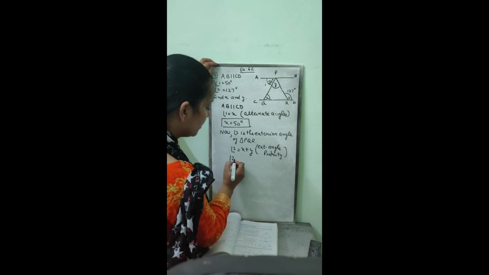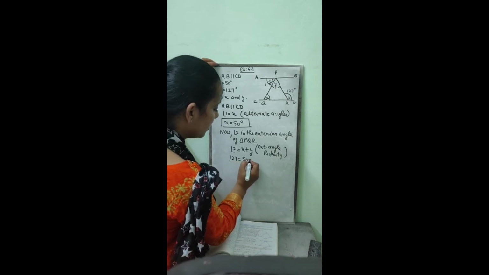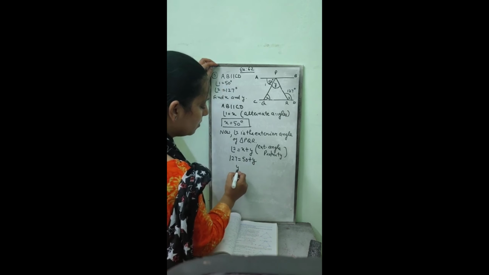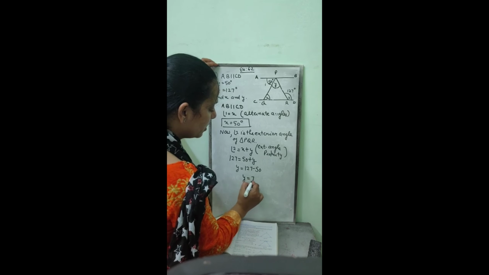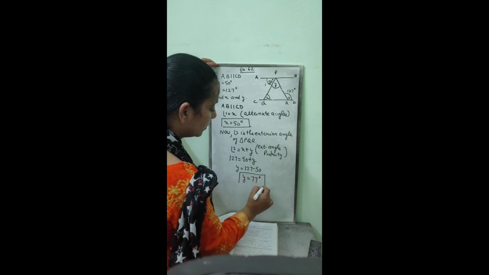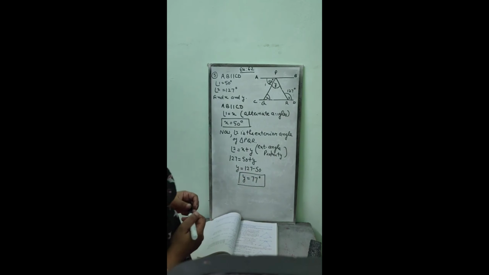Angle 2 is 127, x is 50, y is as it is. So value of y is 127 minus 50. Value of y will be 77 degree. Is it clear? Give a 1 minute review to this sum thoroughly.